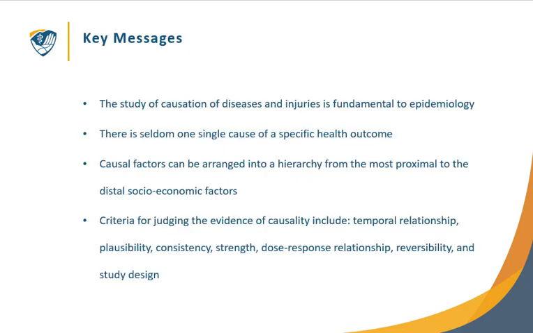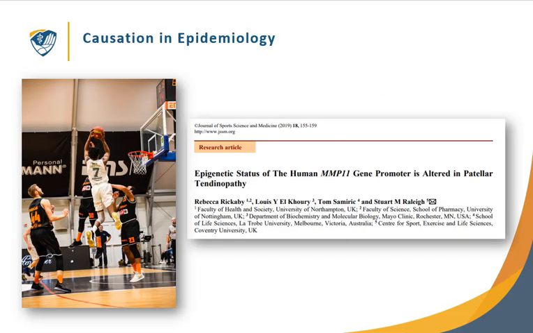Key messages from this chapter. The study of causation of diseases and injury is fundamental to epidemiology. Interestingly, there is seldom one single cause. Causal factors can be arranged into a hierarchy from the most proximal to the distal socioeconomic factors. Criteria for judging the evidence of causality include temporal relationship, plausibility, consistency, strength, dose-response relationships, reversibility, and study design.